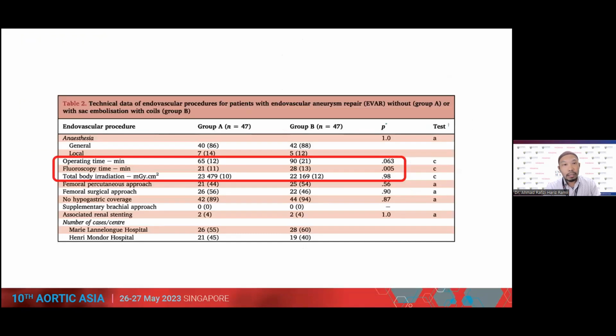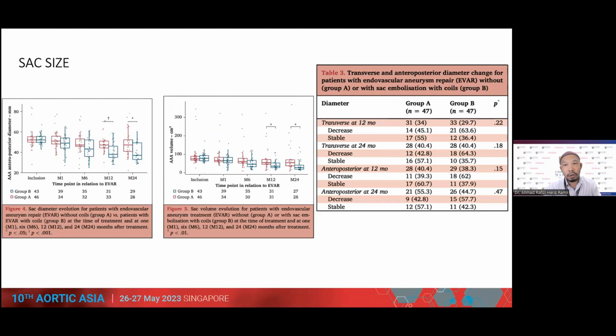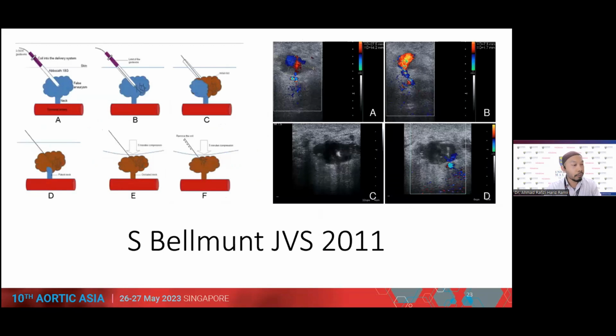But anyway, this is just some of the data from that study, where they mentioned that the fluoroscopic time is more or less not really that different. And for the re-intervention need, of course, the sac embolized group fared better, and the sac size was also more or less reduced. Okay, so let's move on to our experience in UM.